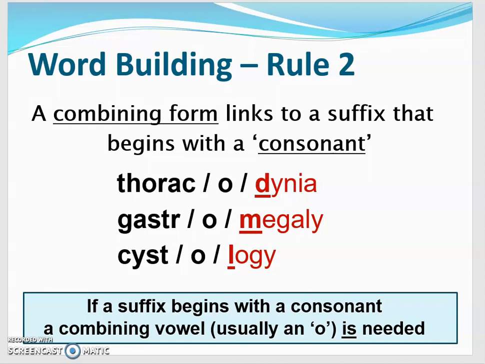So the rub is this. When you're looking at word building rule number 1 or 2, you can surmise it this way very easily. If my suffix begins with a consonant, I need to keep my extra Lego piece. I need the extra puzzle piece. I leave the combining vowel in place. If the suffix begins with a vowel, you do not need to keep that combining vowel. You throw it away, you connect them right together, and you can make the word.